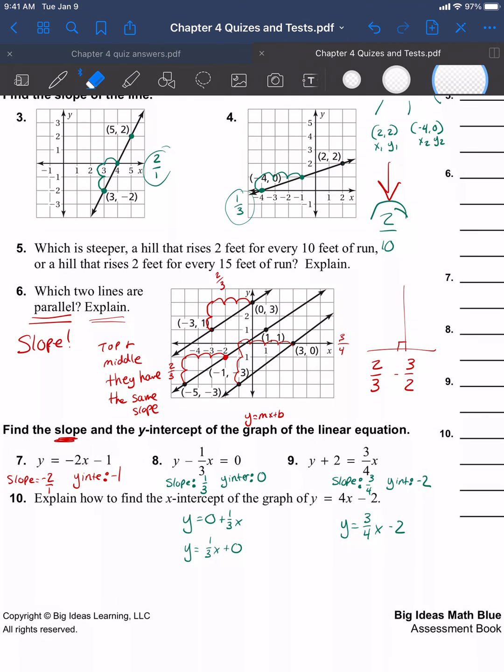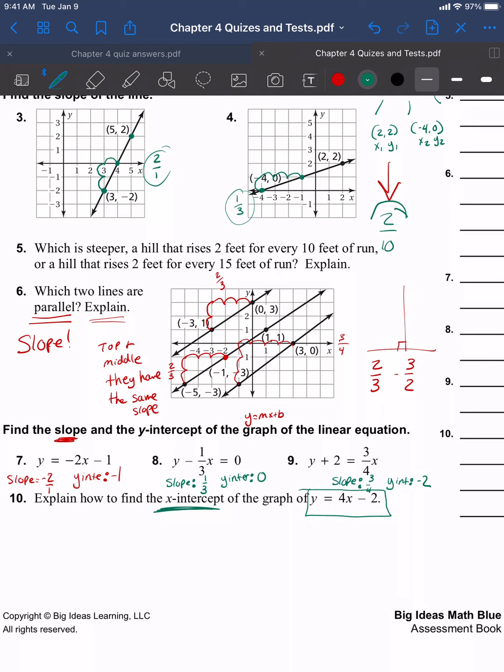Got it? We have spent 15 minutes on this video. Yes, we have. It's going to be a nice long one. Number 10. Explain how to find the x-intercept of this equation.